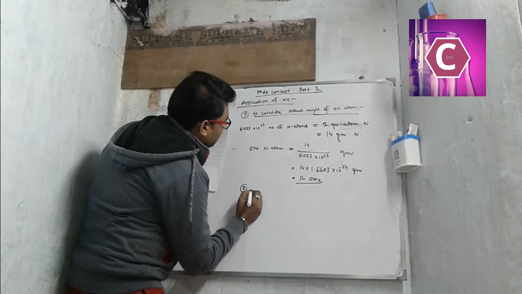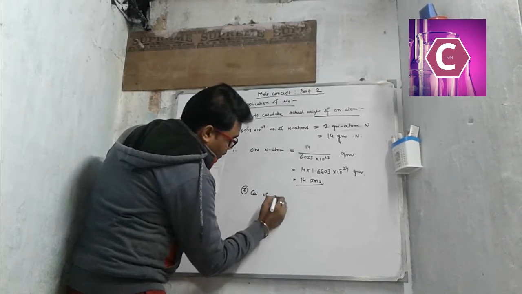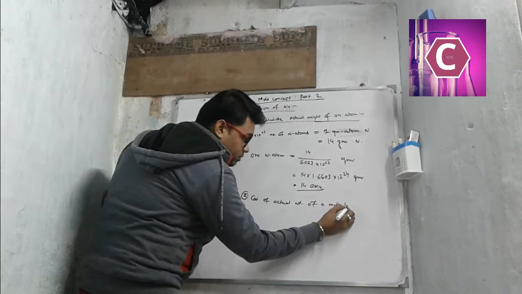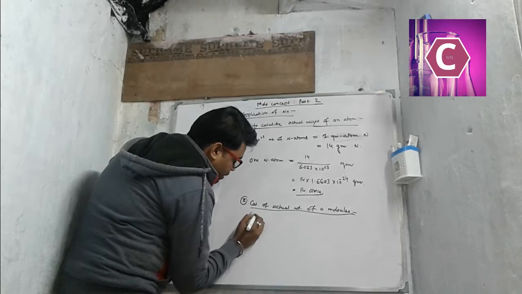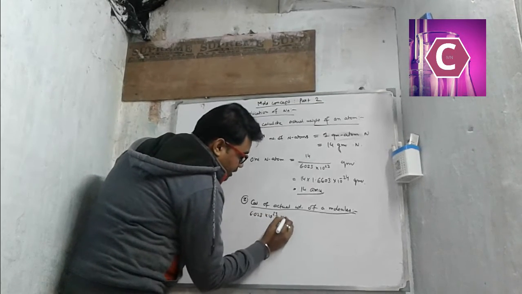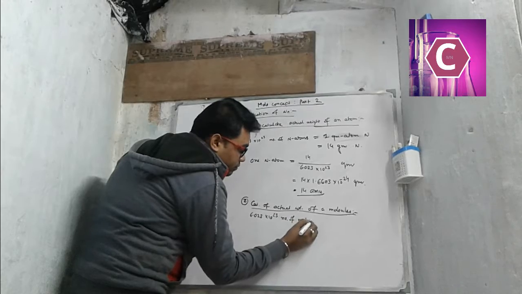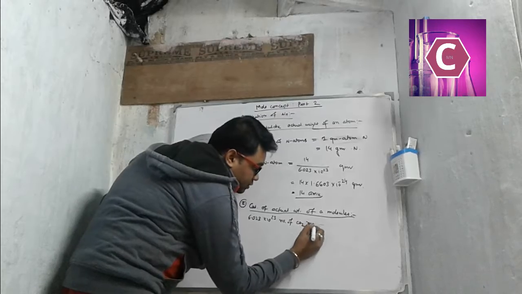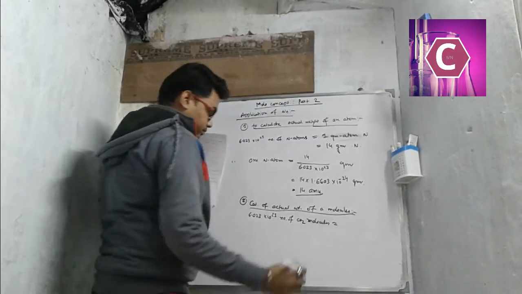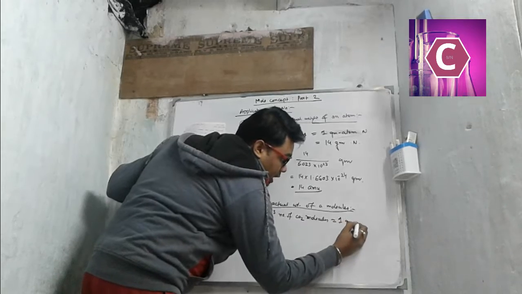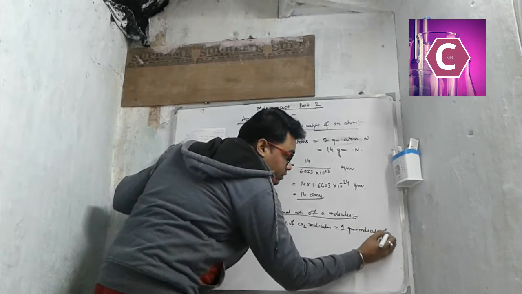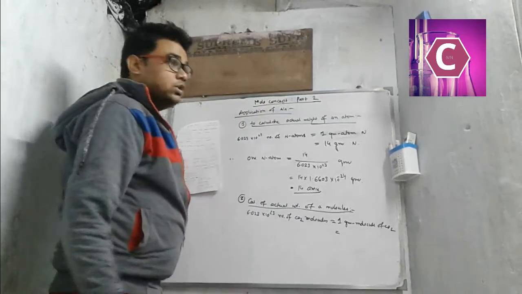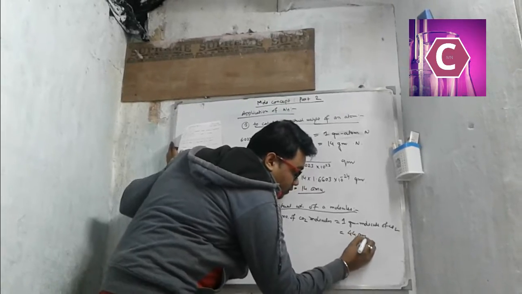Second, calculation of actual weight of a molecule. Similarly, 6.023 into 10 to the power 23 number of CO2 molecules. Let's take number of CO2 molecules equals 1 gram molecule of CO2, and 1 gram molecule of CO2 we know is equal to the gram molecular weight of CO2, which is 44 gram.